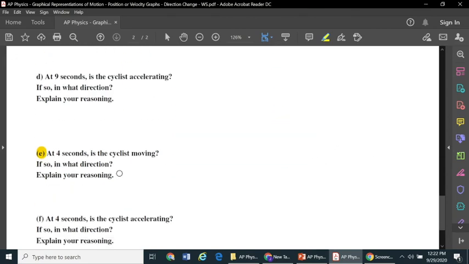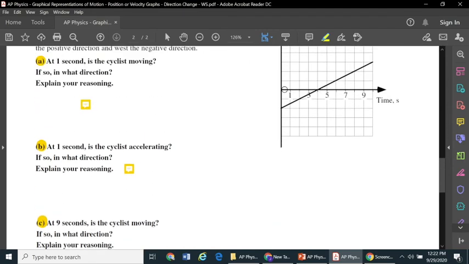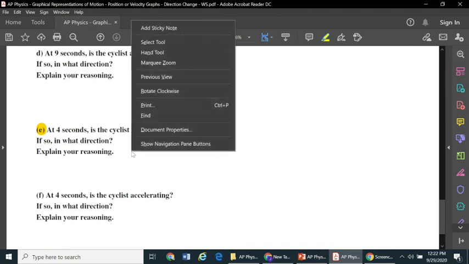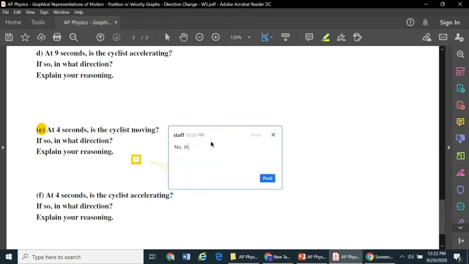And the last one I wanted you to do was E here. And if you look at E, E is asking you about time t equals 4 seconds there. And notice at time t equals 4 seconds, that's just when the line representing the motion of the object crosses the x-axis. That means the velocity is 0. So no, the cyclist is not moving at t equals 4 seconds. Since the velocity of the object is 0 at t equals 4 seconds, the object is not moving, or the cyclist is not moving.